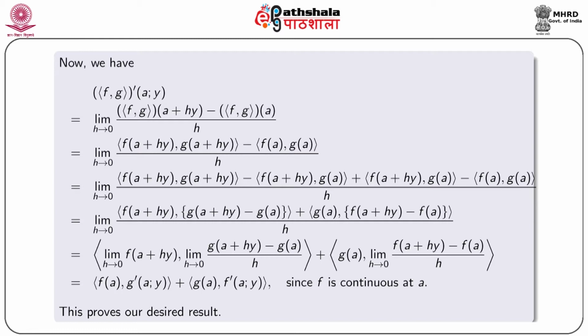We simplify the numerator and we find that this equals the limit of the inner product <f(a + hy), g(a + hy) - g(a)> added with the inner product <g(a), f(a + hy) - f(a)>, all divided by h, as h tends to 0. So, this equals the inner product of the limit of f(a + hy) and the limit as h tends to 0 of (g(a + hy) - g(a))/h, plus the inner product of g(a) and the limit of (f(a + hy) - f(a))/h as h tends to 0.